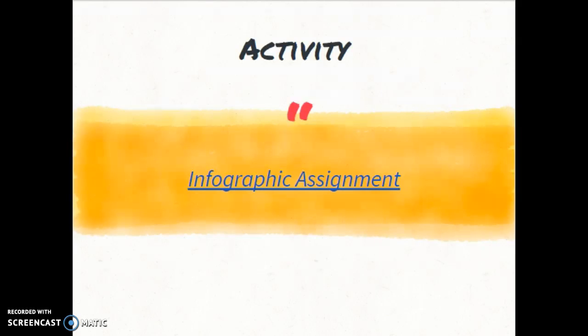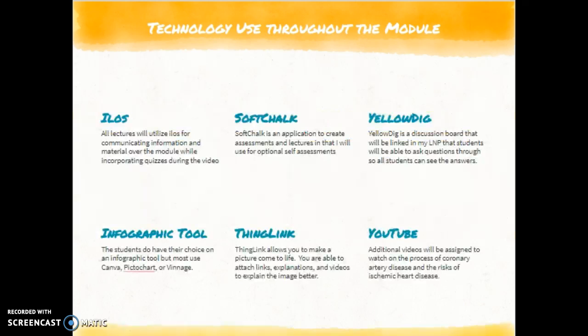is an infographic assignment, and I've provided a hyperlink there for anyone who would like to look at it. This activity basically requires them to know everything that is within my goal. They need to know the etiology of ischemic heart disease, the signs, symptoms, complications, that sort of thing, to put it into an infographic for the public's viewing, just as an informational type of product. So I think they'll really like that.